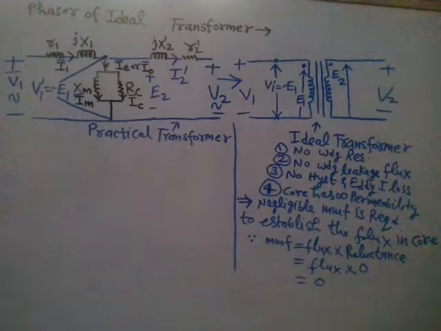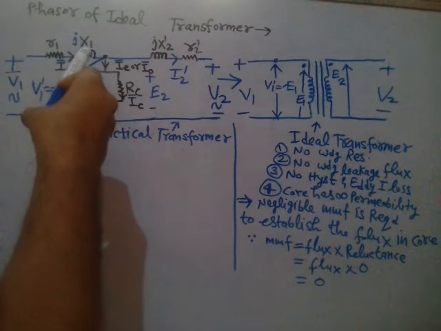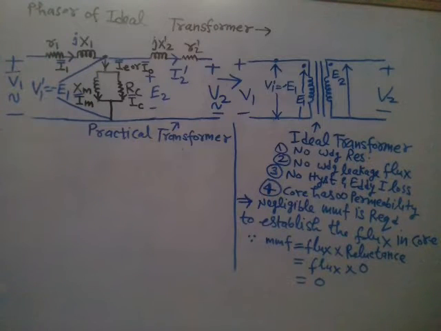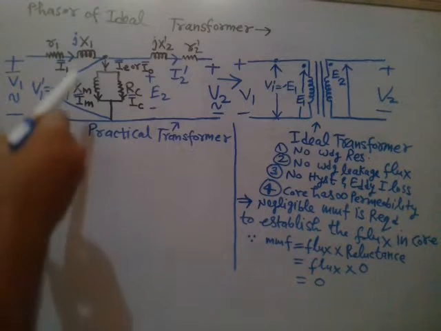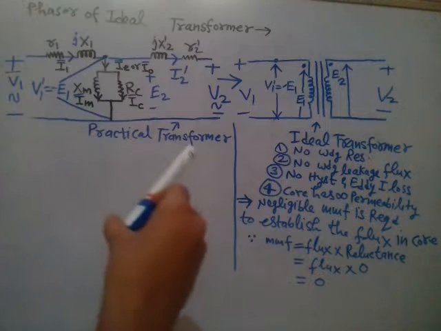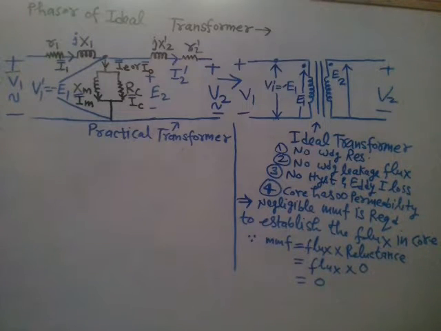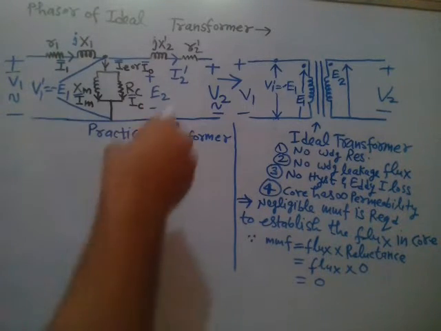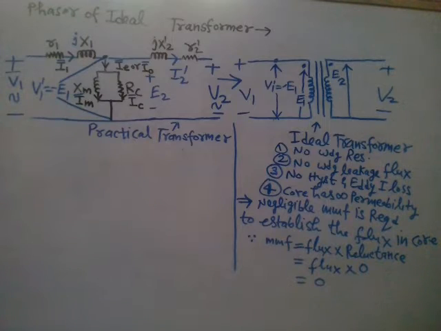The practical transformer also has winding leakage flux. Correspondingly, you will have a leakage reactance, which is the representative of leakage flux. Since leakage flux is not zero, you have x1 and x2 leakage reactances. It also has hysteresis loss and eddy current loss. Losses are not zero in a practical transformer. So this is the practical transformer equivalent circuit that we studied in the last video.